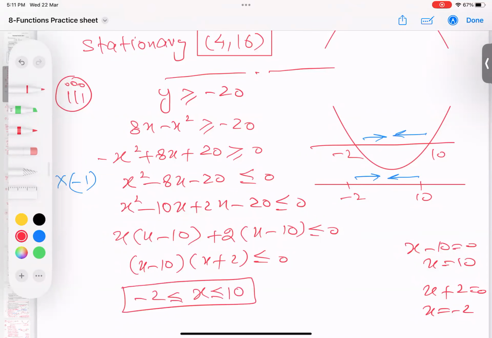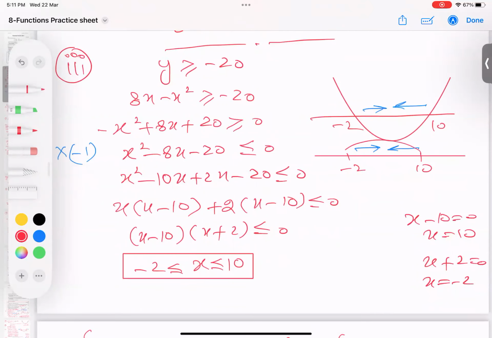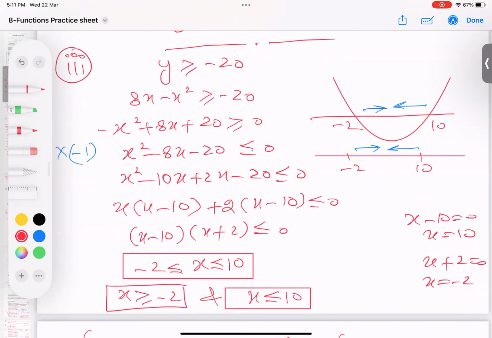So you can write it separately also: less than 10, bigger than minus 2. If you want to write it this way, x is bigger than or equal to minus 2 and x is less than or equal to 10. So no problem at all. You write this way or this way, both are the same. So no issue at all. You can choose any one way.